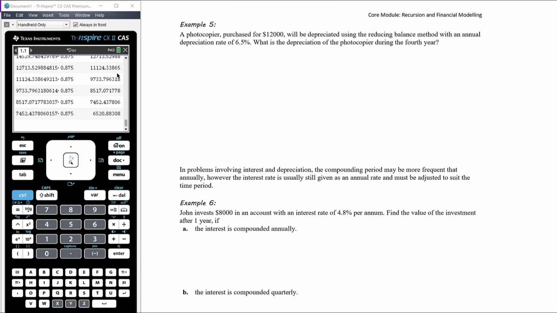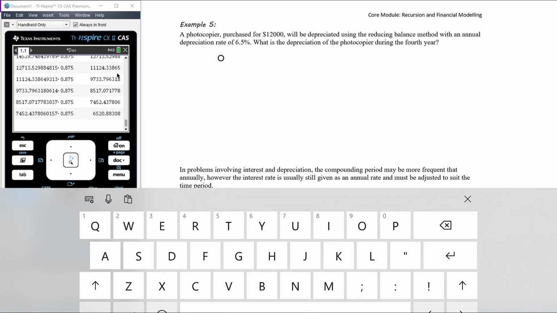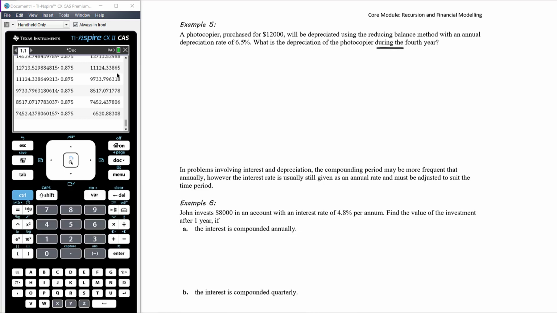Okay, example 5. A photocopier purchased for $12,000 will be depreciated using the reducing balance method with an annual depreciation of 6.5%. What is the depreciation of the photocopier during the 4th year? Okay, so we haven't dealt with a question like this before, and it's really important that you think carefully about what during the 4th year means.